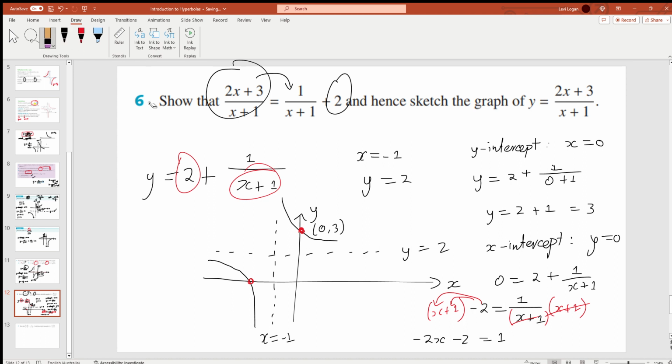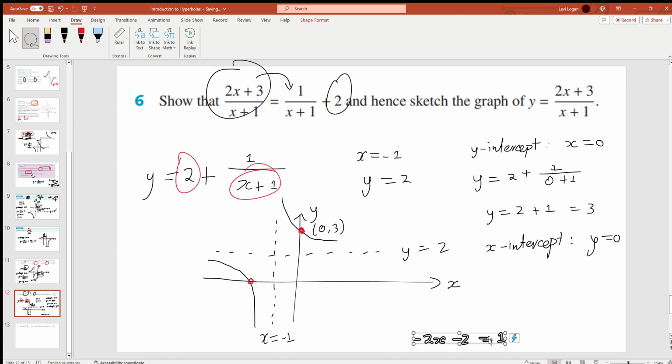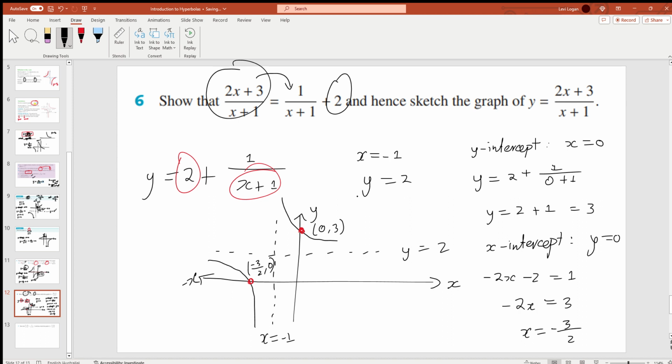I'm going to rub some stuff out because I'm running out of room. So now we're going to move the -2 to the other side. So we'll have -2x equals 1 plus 2, which is 3. So x is going to be -3 on 2, which is -1.5. So that's going to be (-3/2, 0). Which makes sense because it's a negative number and with a negative region of x. Okay? And that's all you would need to do.